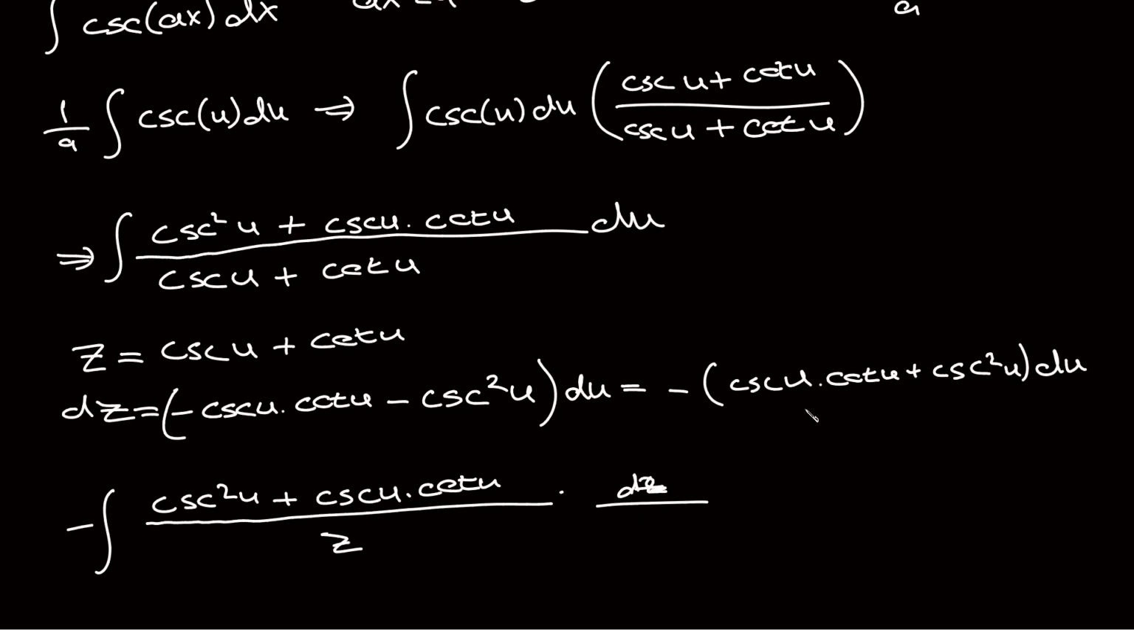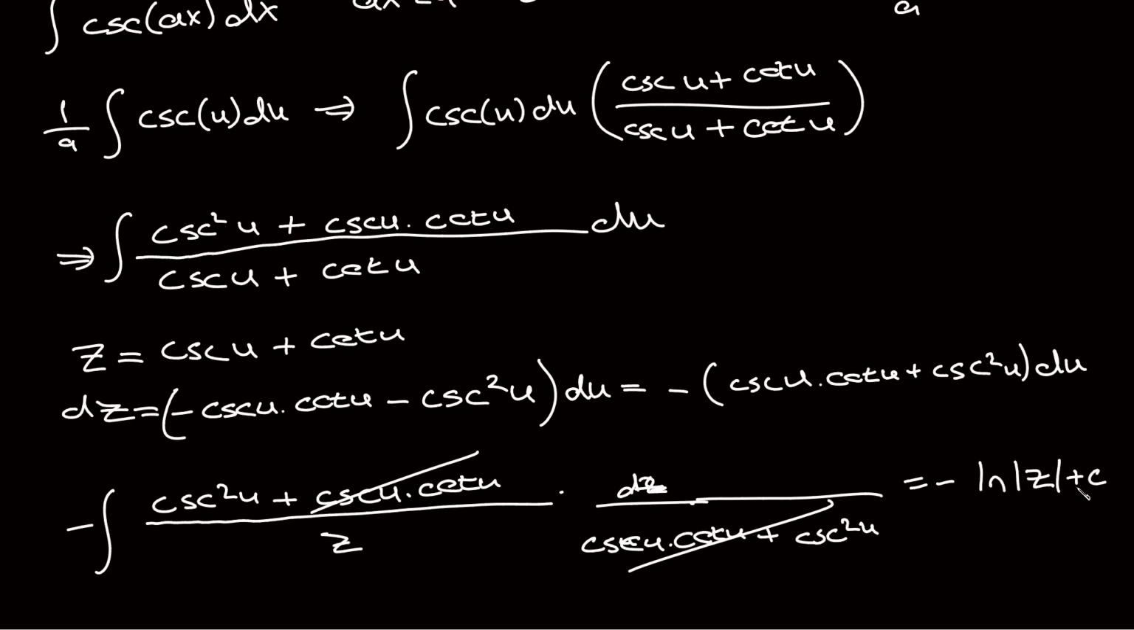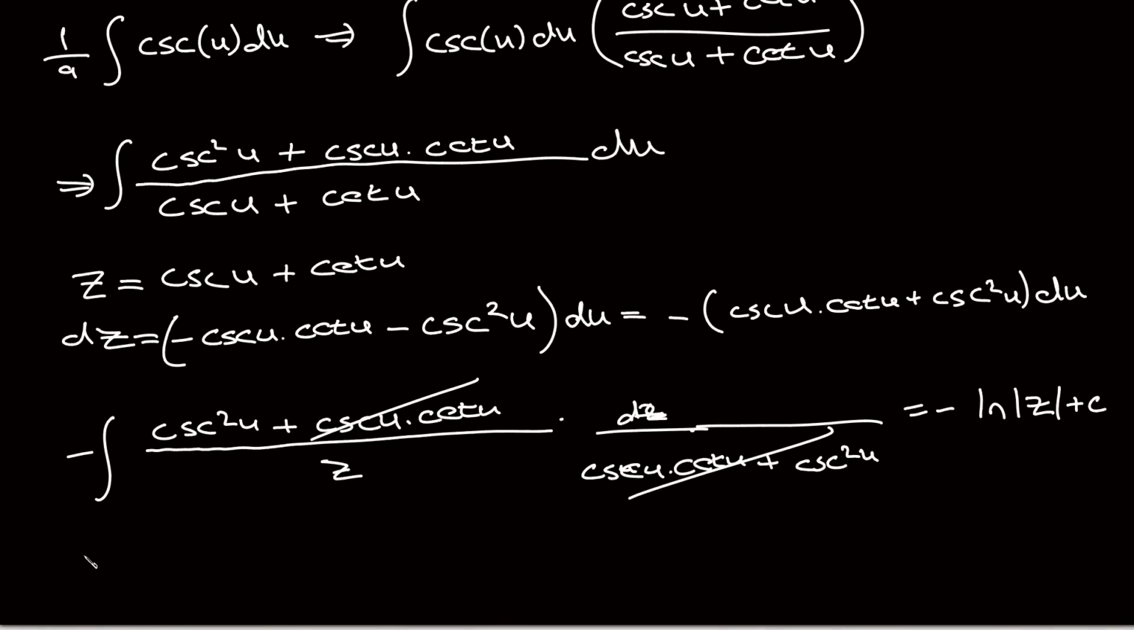dz over cosecant u times cotangent u plus cosecant squared u. These terms will cancel each other out. And now I'm left with the integral. Well, I can just write the answer at this point. ln absolute value of z plus c. And now writing back the substitutions, there's a 1 over a ln absolute value of cosecant u, but this is ax as well. So cosecant of ax plus cot of ax plus c.